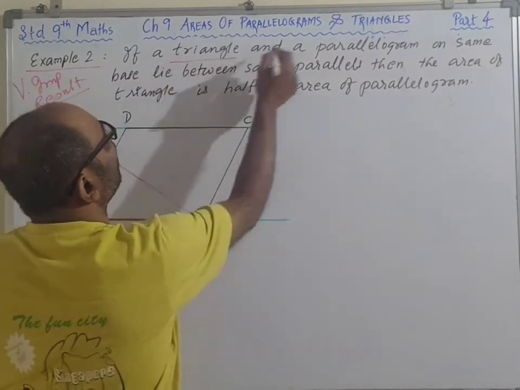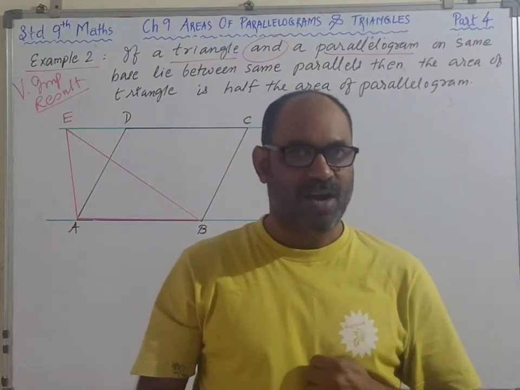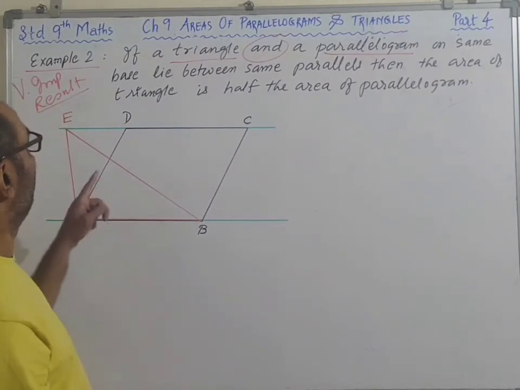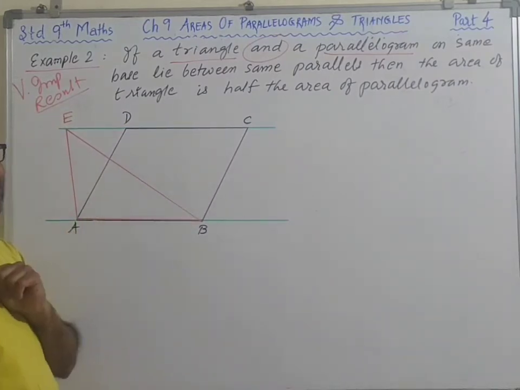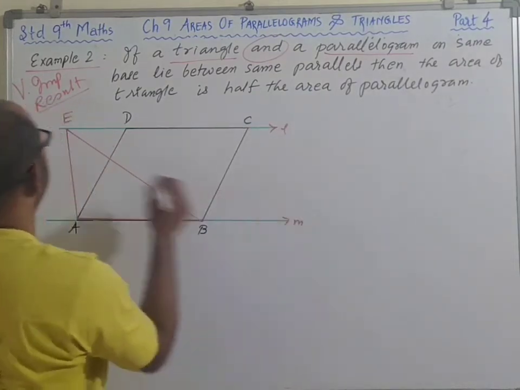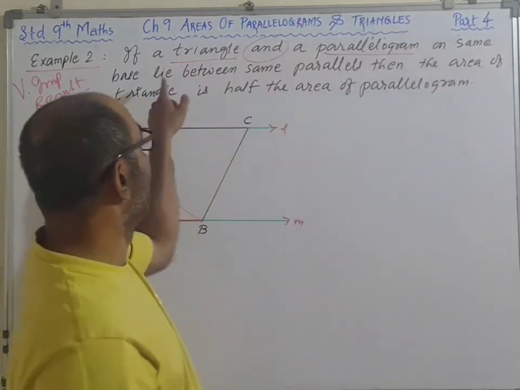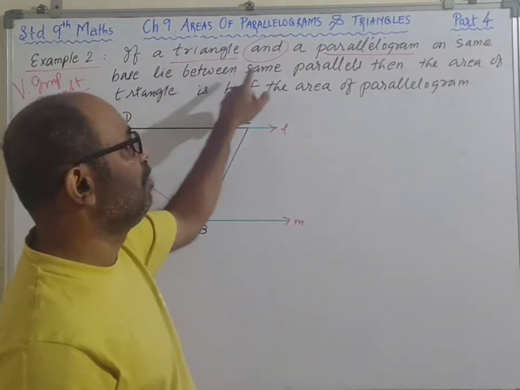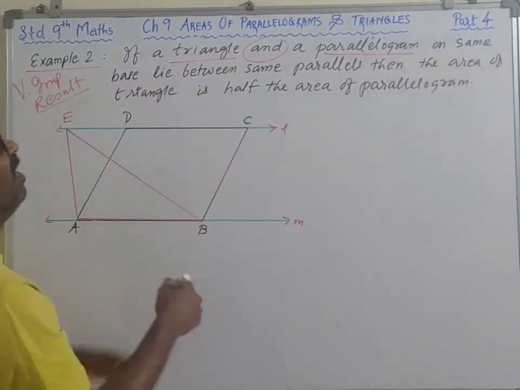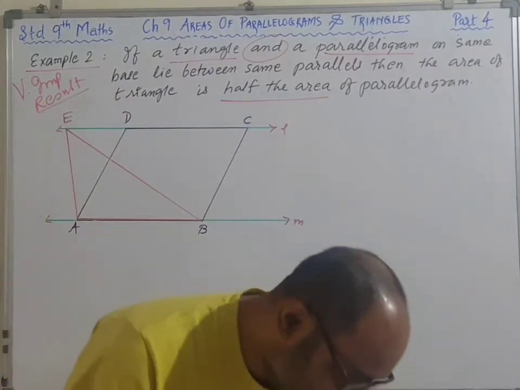If a triangle and a parallelogram. In Theorem 9.1 we had 2 parallelograms. In Theorem 9.2 we had 2 triangles. But in this example we have a triangle and a parallelogram. They lie on the same base AB and between the same parallel lines L and M. Then area of the triangle, the red one, is half the area of the parallelogram, the black one. Children, what shall we do?